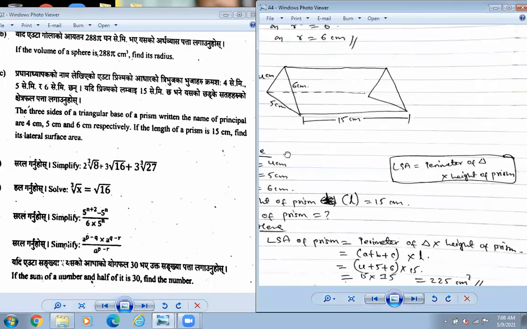So let us write it on the side. What is the formula of LSA of prism? Perimeter of triangle into height of prism, isn't it? Okay, so what is the formula of LSA, PSA, and volume, you need to know it. So first we need to find the perimeter of the triangle.